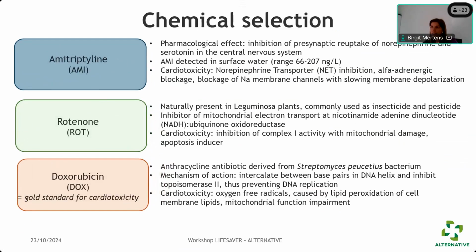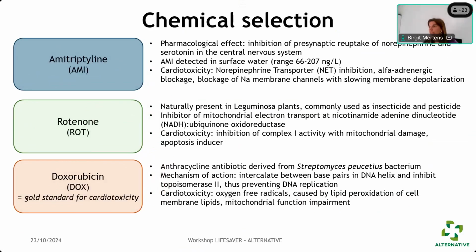So taking all this into account, we in the end ended up with 3 chemicals of interest, and they are mentioned here on this slide. You will see that 2 of them, amitriptyline and doxorubicin, are pharmaceuticals. One of the reasons is, of course, that for pharmaceuticals we have much more data available. So in that sense, it's easier, certainly in the beginning when you're developing a test system, to work with data-rich compounds.